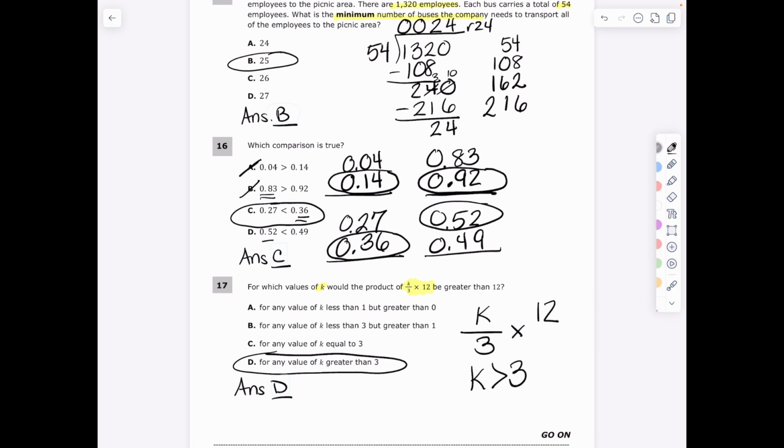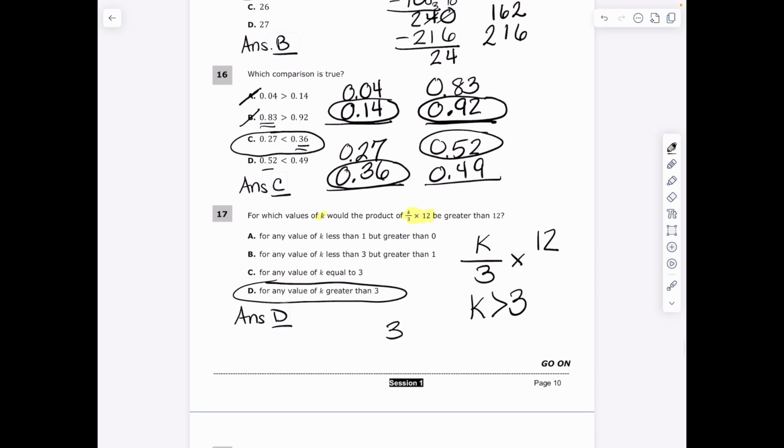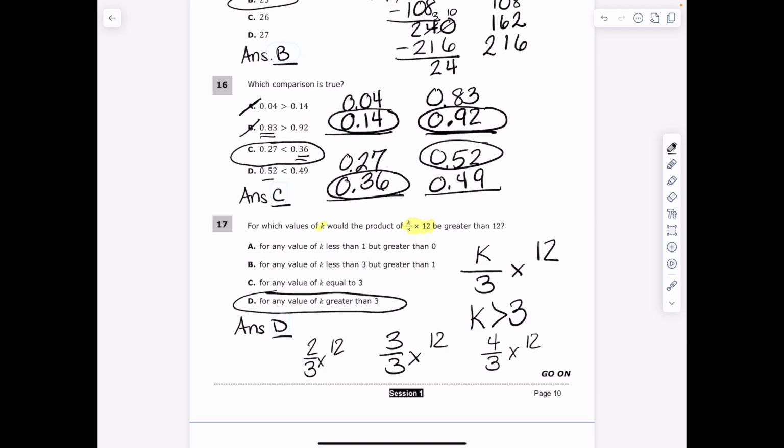All right, so again, if it's exactly 3, 3 over 3 times 12, that's the same as multiplying 1 times 12. If it's smaller than 3, like 2 over 3 times 12, my number is going to get smaller. But if it's bigger than 3, like 4 over 3 times 12, I'm going to get a number bigger than 12. And you can test all 3 of these out on your own to see if it's true. All right, hit pause and jot this down into your notes.